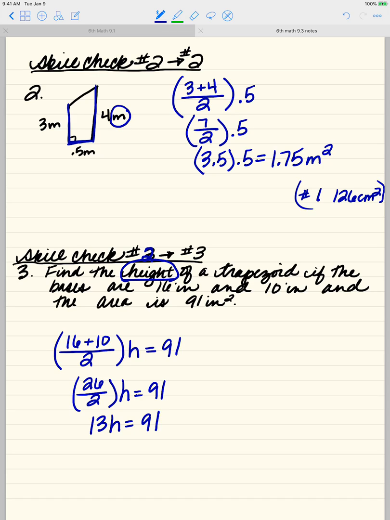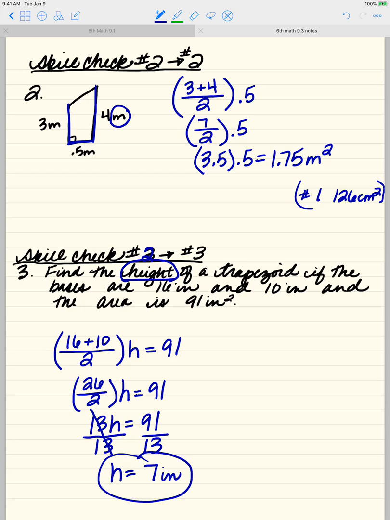13h, I need h by itself. H is being multiplied by 13. Go ahead and divide both sides of your equation by 13. On the left-hand side, 13 divided by 13 is 1. So those go away, leaving h all alone, which is what I want. H is equal to 91 divided by 13, which is 7. We're talking about inches in this problem. So the height of our trapezoid is 7 inches.